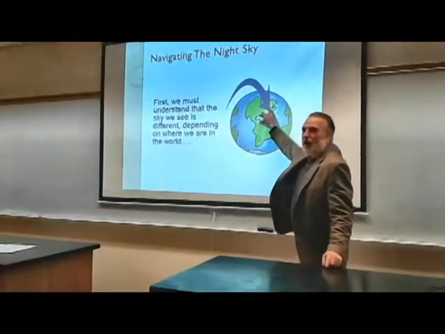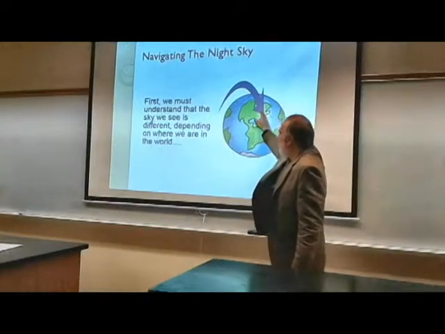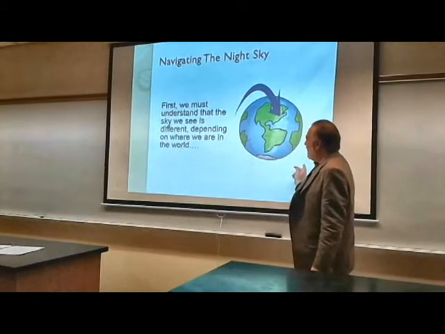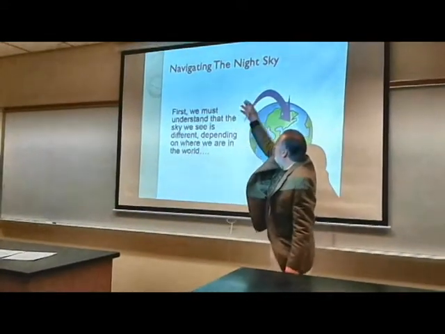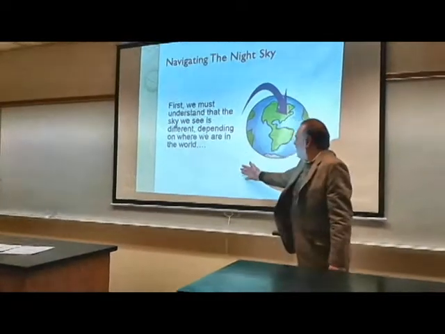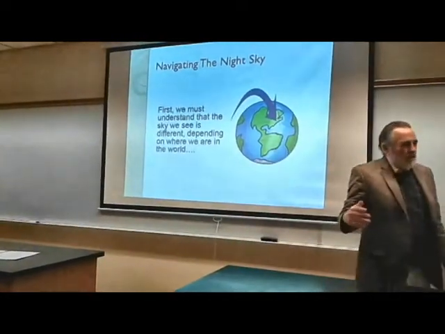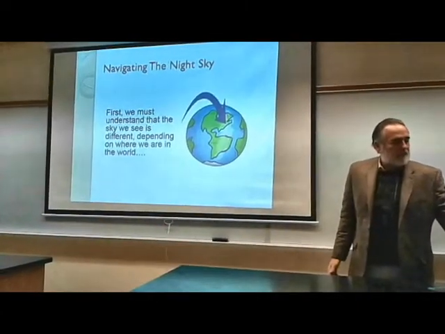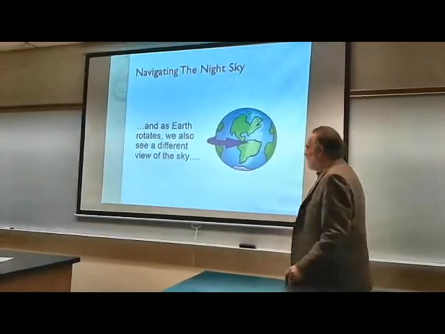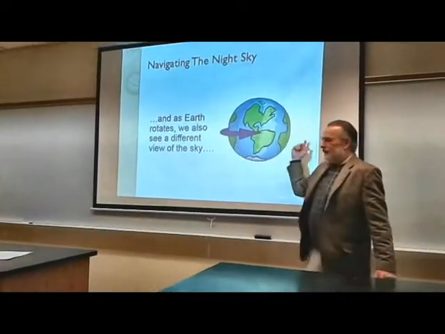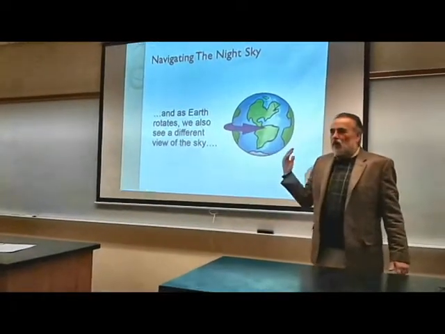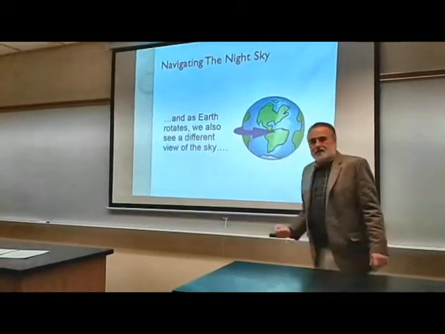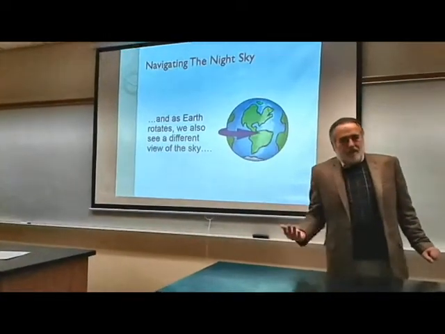Number one, where we are. If we're here, I'm not going to be able to see the stars down here. I'll see the stars here and up here, but I won't be able to see the Southern Cross. So the stars I see depends on where I am in the world, in terms of latitude, but also there's a rotation, right? As the world rotates, the sky goes, the stars go across the sky. So as that happens, we see a different view.